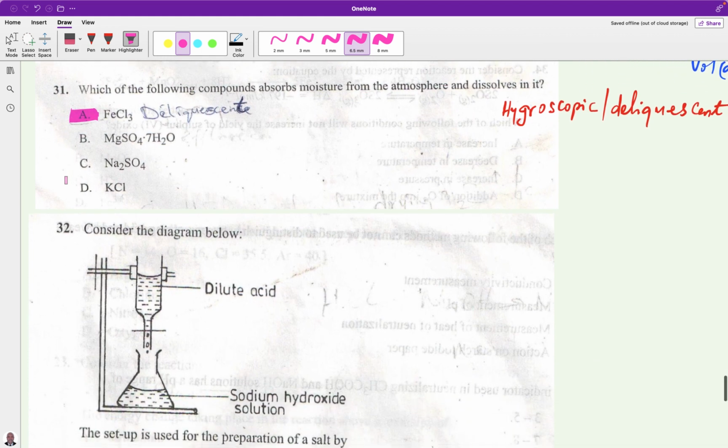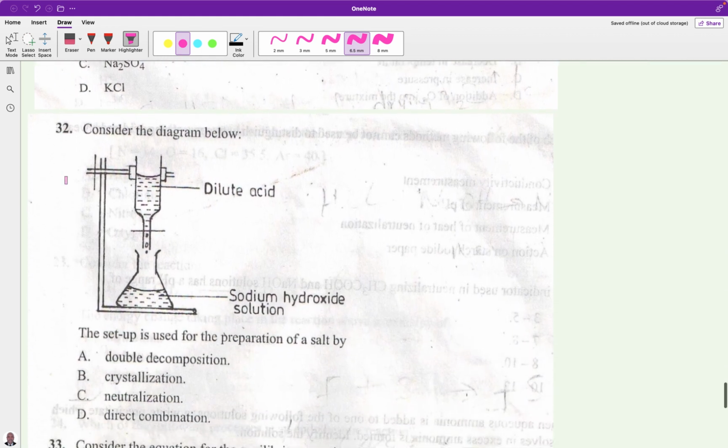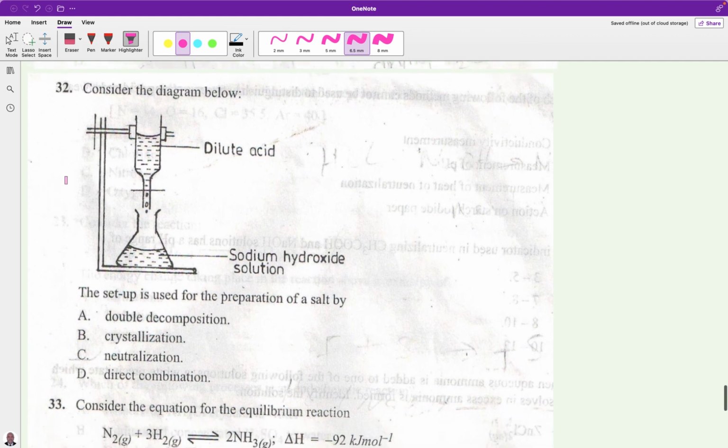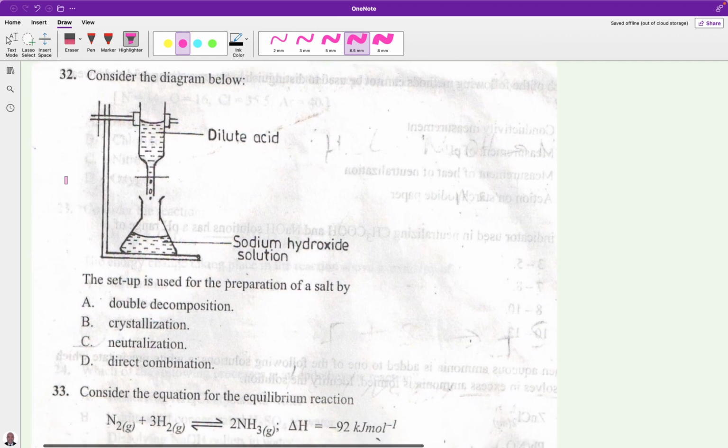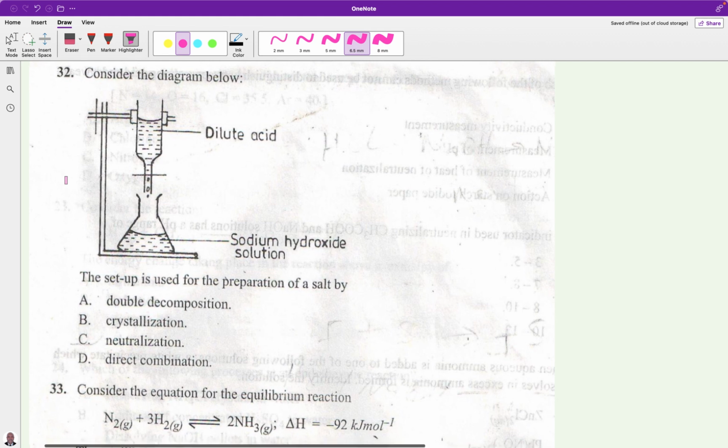Now, we will go to 32. Question number 32. Consider the diagram below. Of course, this shows a diagram of a titration. The setup is used for the preparation of a salt. Maybe preparation of a salt by titration.